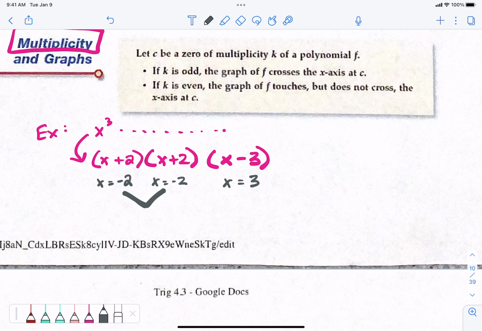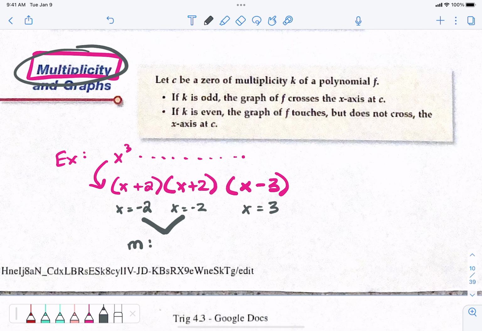And what this means is that it has multiplicity, there's that word, multiplicity of 2, which means it shows up twice as an answer. What is the multiplicity of this answer? 1. It shows up as an answer only once. Okay? Does that make sense? Shows up as an answer twice, shows up as an answer once.